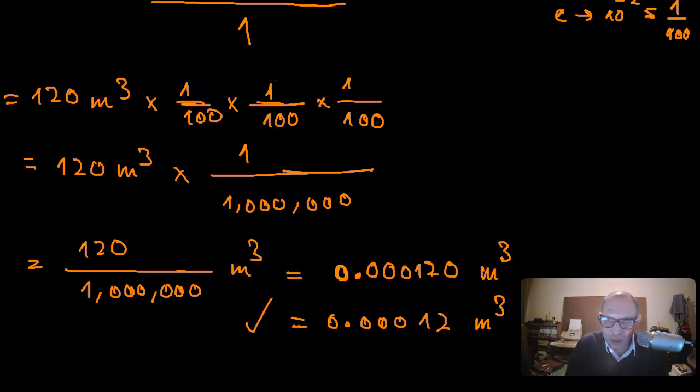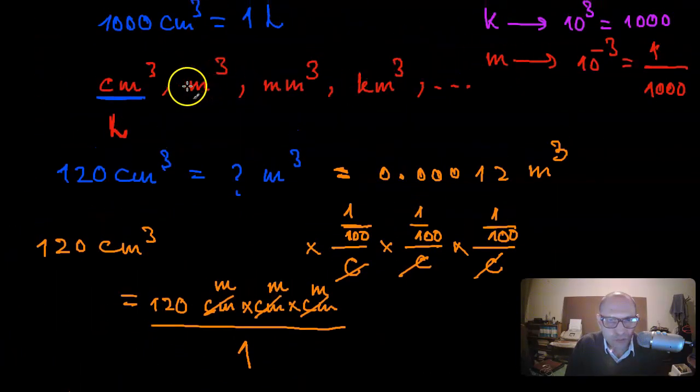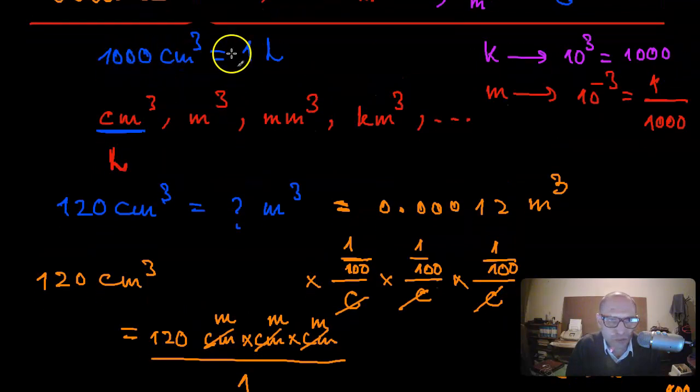So using the exact same strategy, you can go from cubic centimeter to cubic meter to cubic millimeter to cubic kilometer. And of course, since you know that 1 liter is the same thing as 1,000 cubic centimeter, then you can do all the conversions that you need to do, right?